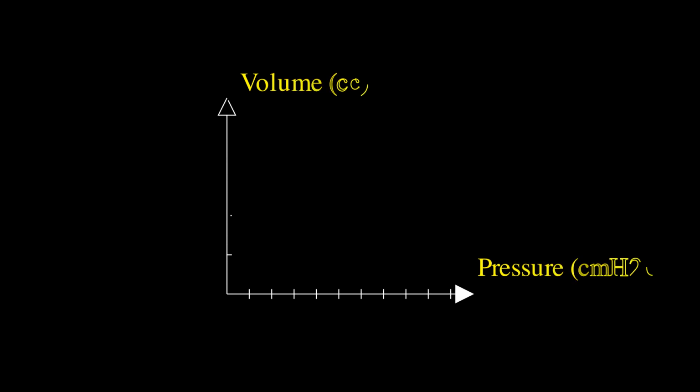Let's visualize compliance using a pressure-volume curve. We plot pressure in centimeters of water along the x-axis and volume in cubic centimeters along the y-axis. This sigmoidal curve represents how lung compliance varies with lung volume. It's characteristic of how the lungs behave during inflation, initially stiff, then more compliant, and finally stiff again as they approach maximum capacity. Let's explore this curve in more detail.